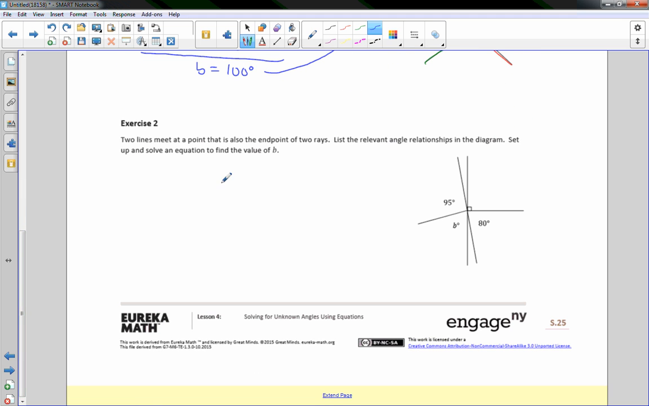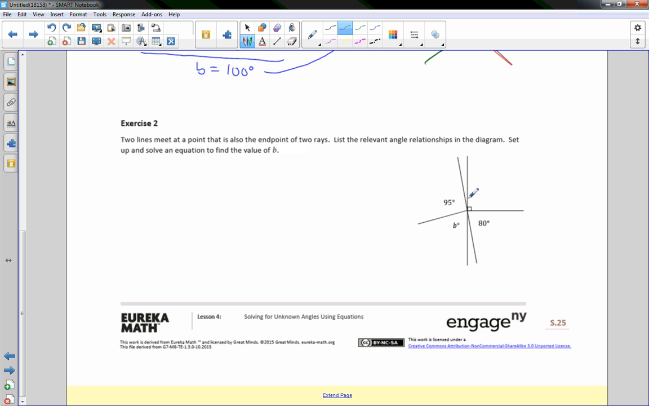Exercise 2. Now it's your turn. Pause the video, see if you can answer these questions, and then come back and we'll see how you did. Okay, 2 lines meet at a point. That is also the endpoint of 2 rays. Okay, so 2 lines, it's these 2 lines here, and then this is a ray, and this is a ray. List the relevant angle relationships in the diagram. Okay, set up and solve an equation to find the value of B.